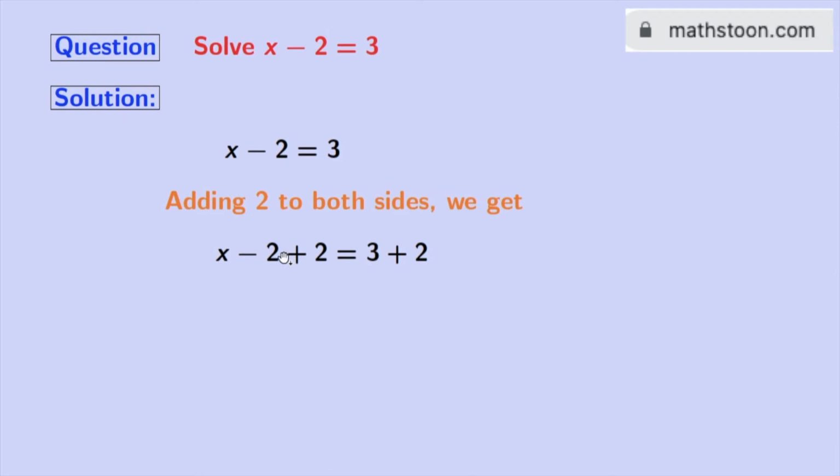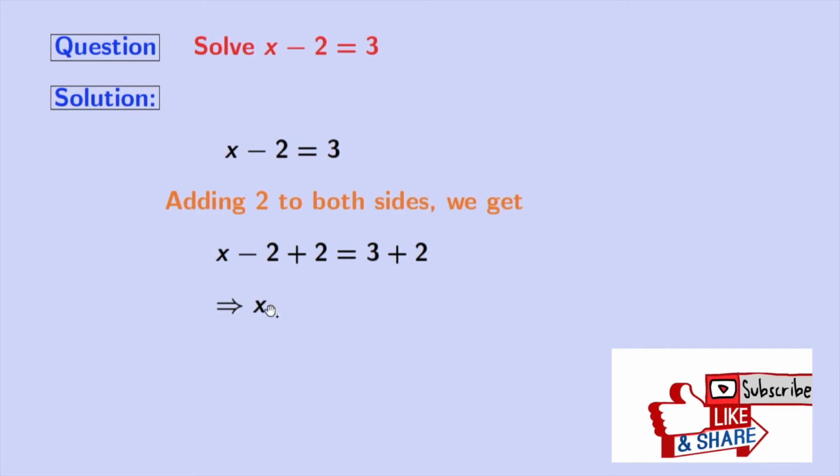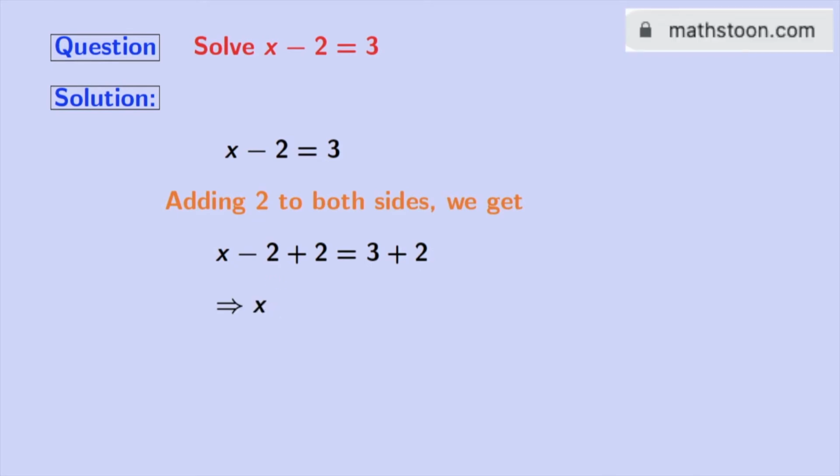Look that on the left hand side we have minus 2 and plus 2, which means 0. So we are left with x on the left hand side. And on the right hand side we have 3 plus 2. And as 3 plus 2 is 5, finally we get x is equal to 5. And this comes out as our final answer.